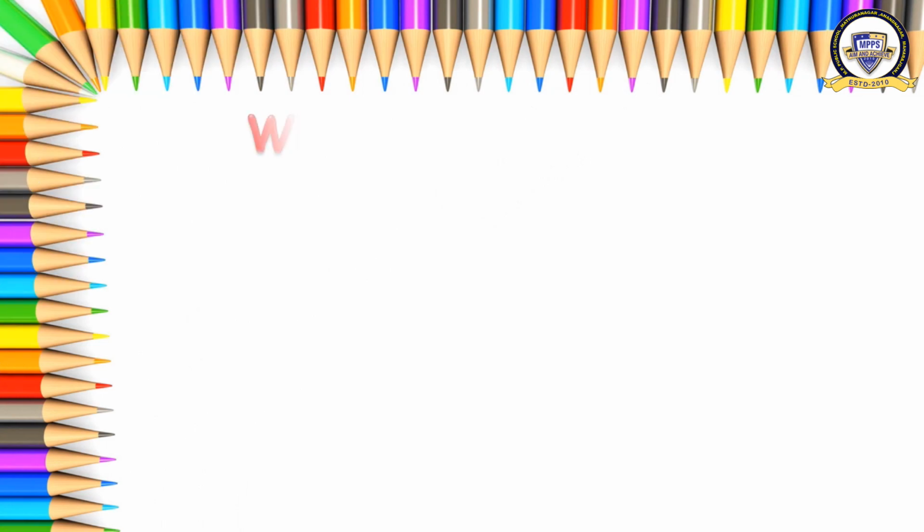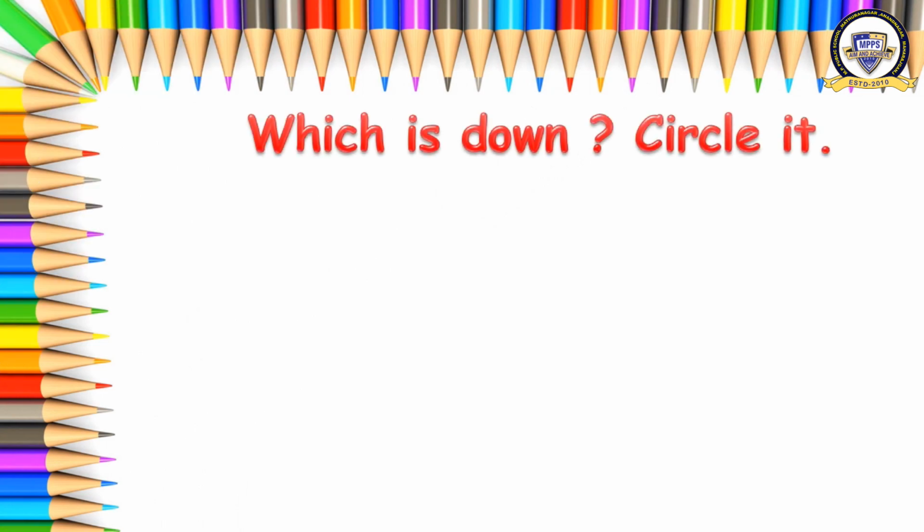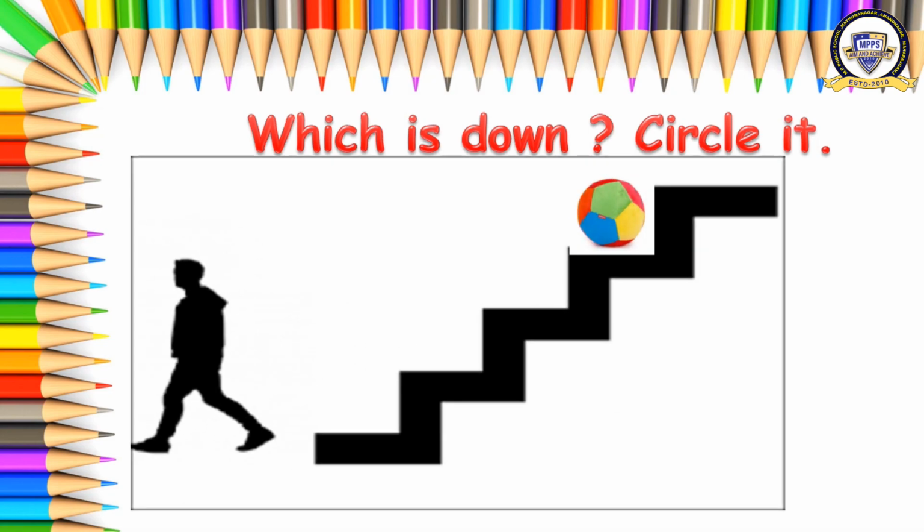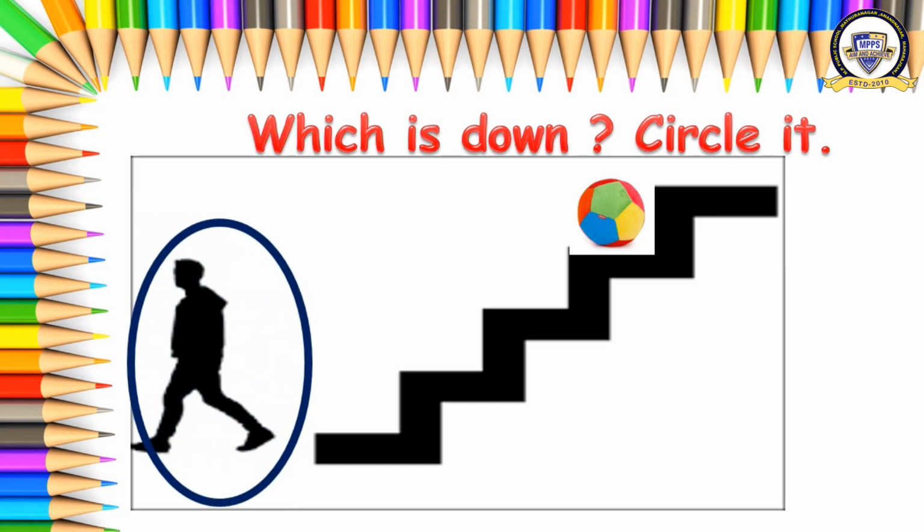Now the fifth question. Which is down. In this question, you will have to circle the down. Let us see the question. A stairs, a man and a ball. What is down? Man or ball? Is it the ball that is down? No, then the man is down. Now you have circled the right one.